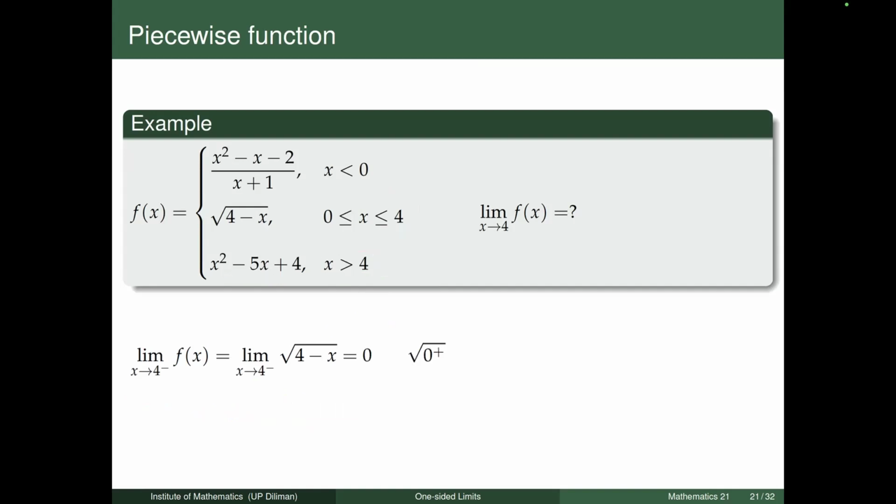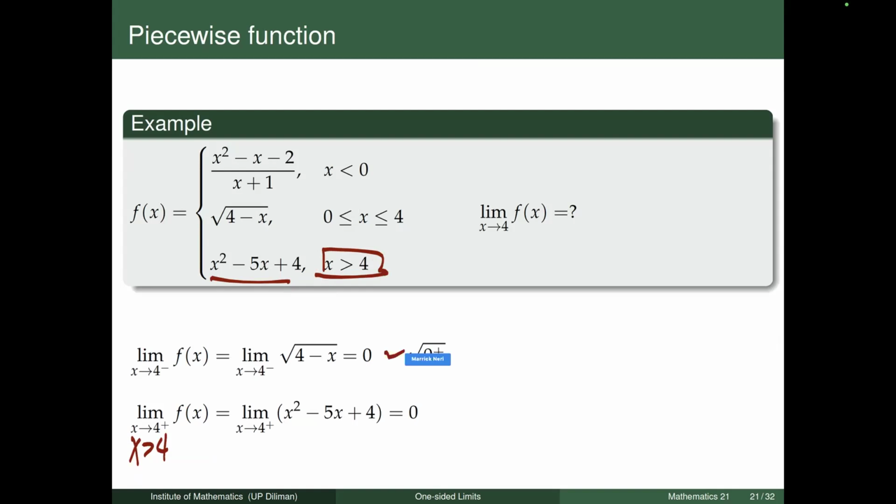On the other hand, if we take the limit as x approaches 4 from the right, x is greater than 4. So we use now the quadratic, x squared minus 5x plus 4. And it's just a polynomial, so no problem with this. You just substitute the x by 4, and the answer is 0. So what is our conclusion? As x approaches 4 from the left, the limit is 0. As x approaches 4 from the right, the limit is 0. Conclusion, the limit is 0. Okay?